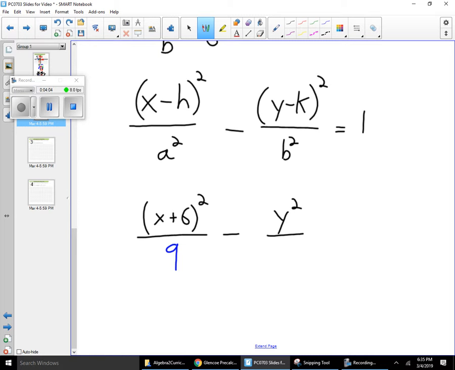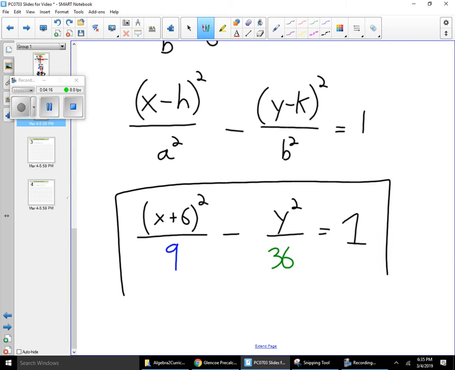We found our b value. B is 6. Again, we want to be careful. If b is 6, then b squared is 36. 6 times 6 is 36. Whole thing equals 1. Throw a box around it, you're done.